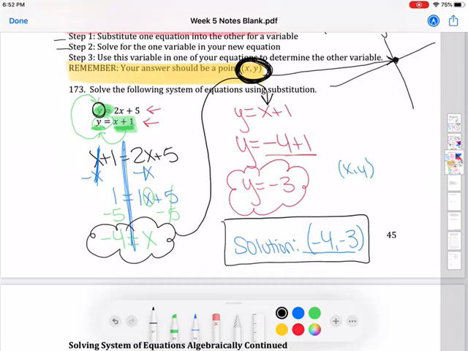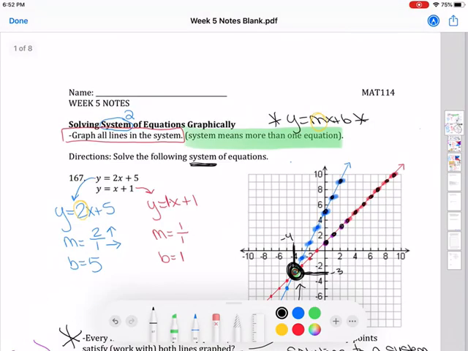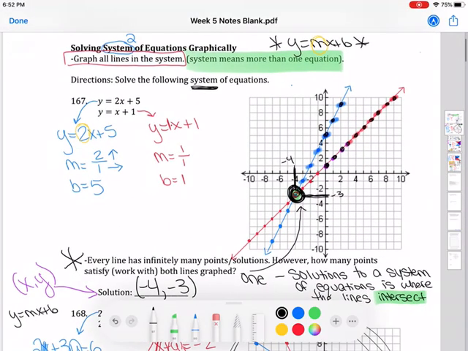Now we are going to practice that process again. But before we do, I want to talk about what the solution means, and I'm going to actually go back in our notes. So if you look at this system of equations that was given, it was y equals 2x plus 5 and y equals x plus 1. Go to the very beginning of your notes and look at the system we solved. Very first question we did. y equals 2x plus 5 and y equals x plus 1.